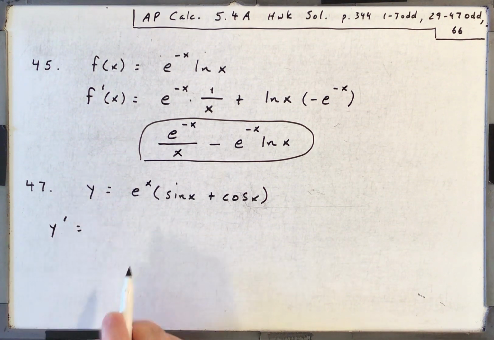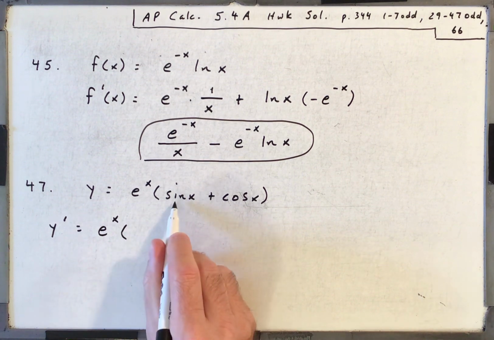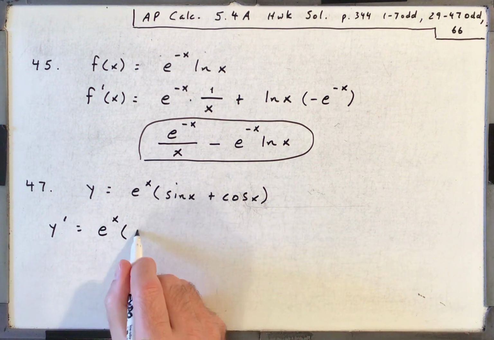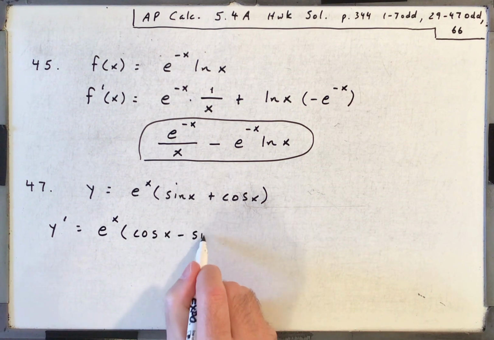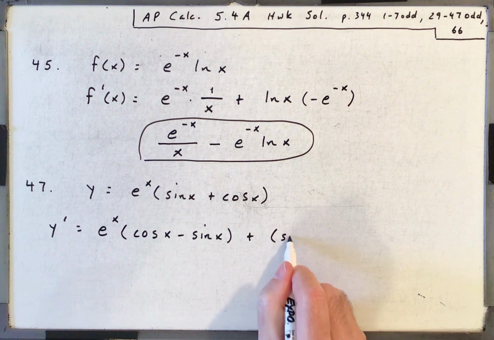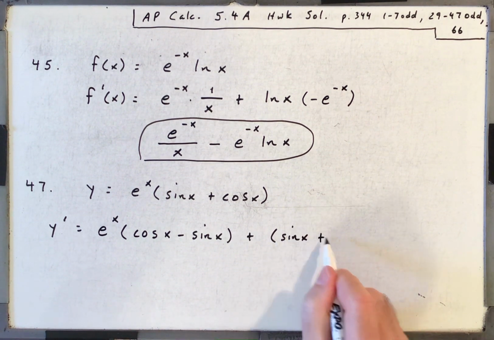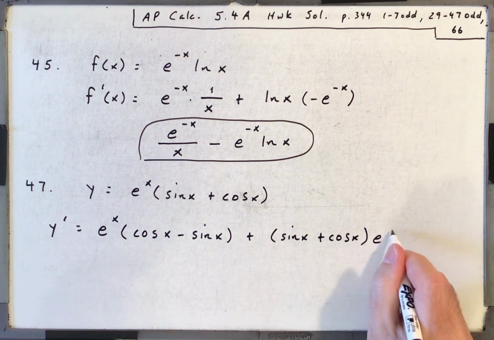Seen a lot of product rules today. It's the first, e to the x times the derivative of the second. That'd be cosine x. Derivative of cosine is minus sine x. Plus the second, sine x plus cosine x times the derivative of the first, e to the x.